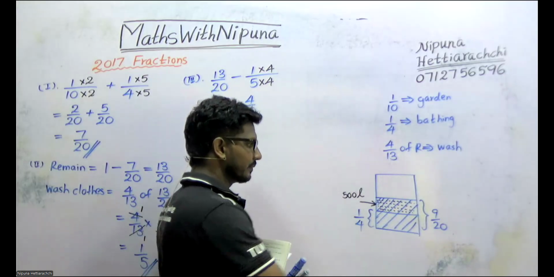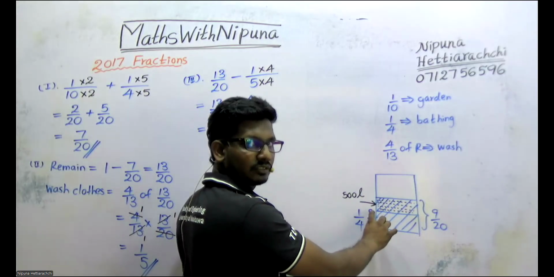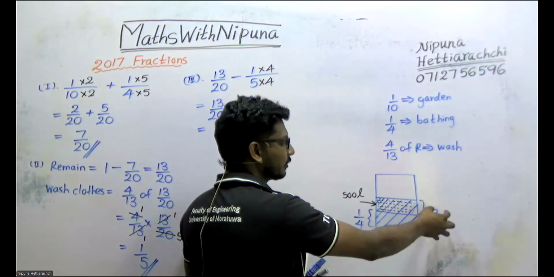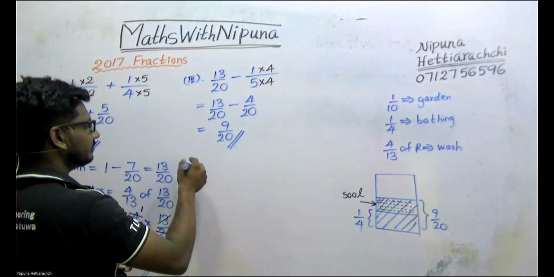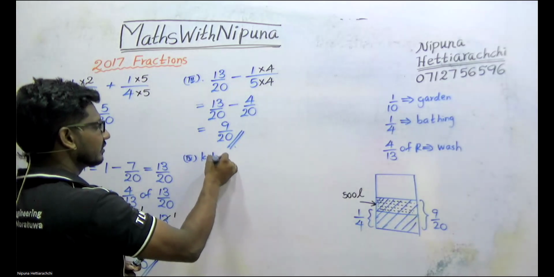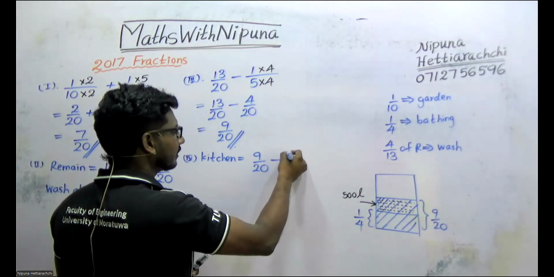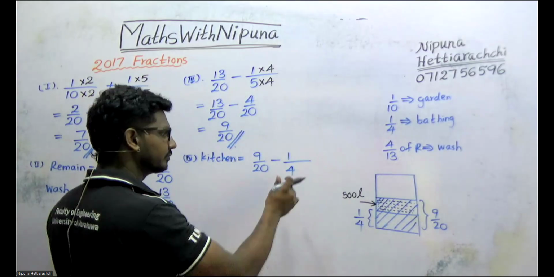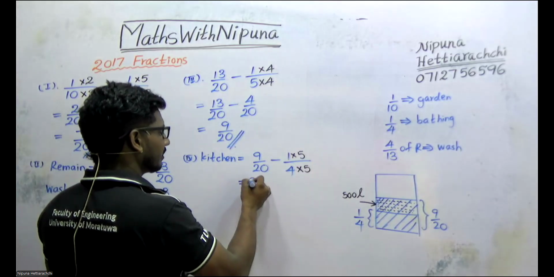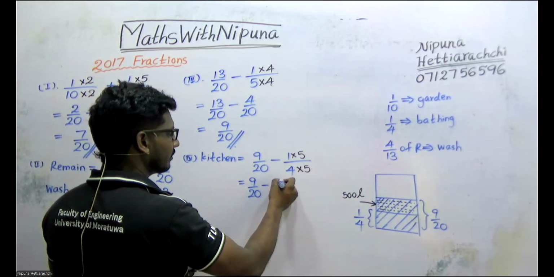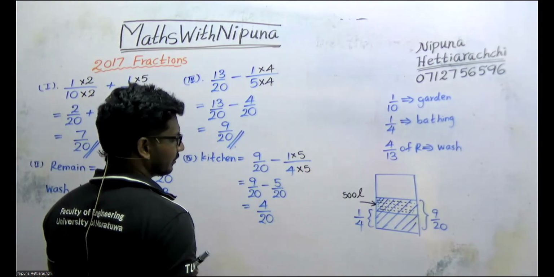How to identify it? Earlier there were 9 out of 20 remaining. After using it, 1/4 has remained. Now to get that used portion, subtract them. Therefore, for the kitchen requirements, how to identify it? 9 out of 20 subtract 1 out of 4. To make equal denominators, multiply 1 out of 4 by 5. Okay. Now 9 over 20 subtract 5 over 20. It becomes 9 minus 5, 4. 4 over 20.